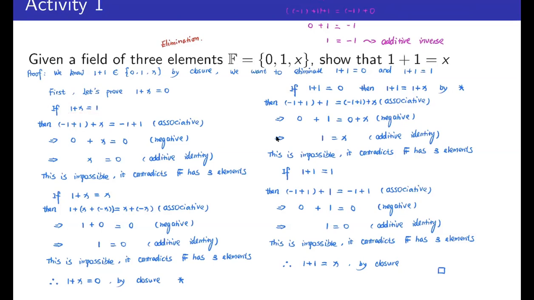You want to get rid of 1 on both sides, so you add its additive inverse, which is -1 here, on both sides. That's going to give you 0, and that's going to give you 0 as well. So eventually we can get x equals 0, which is impossible because we have 3 elements, 0, 1, x. They are distinct elements, so they cannot equal each other. So that's impossible. We know 1 plus x cannot be 1. And you do the same thing, you can show that 1 plus x cannot be x. That's why it has to be 0 by closure.